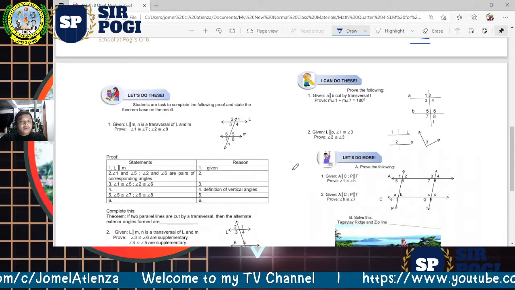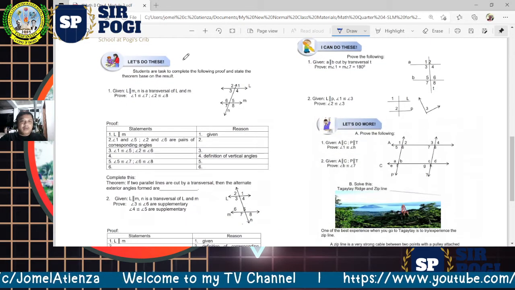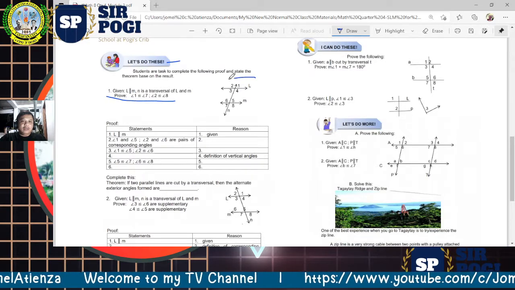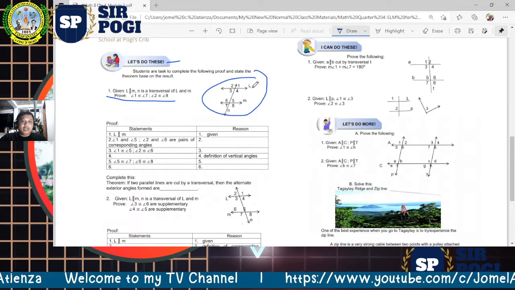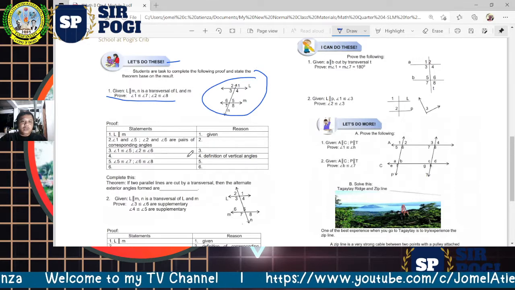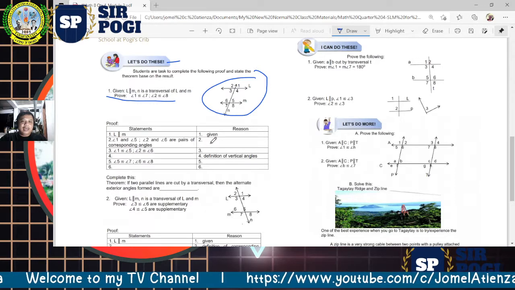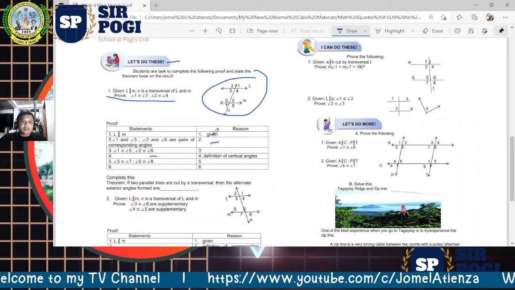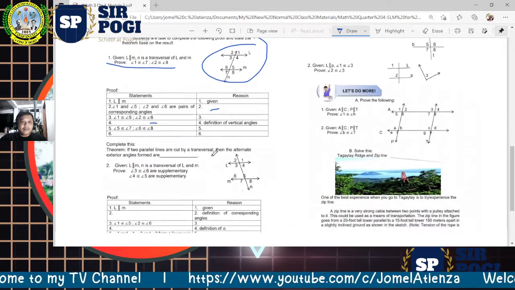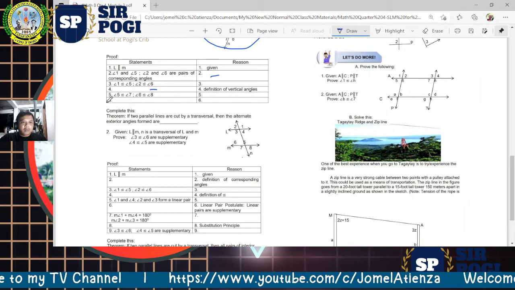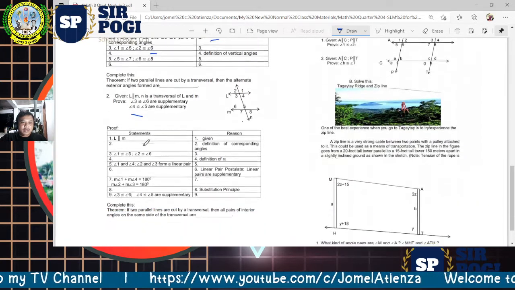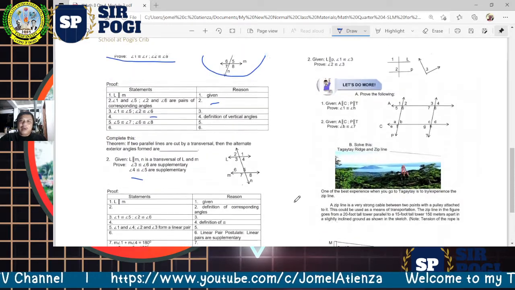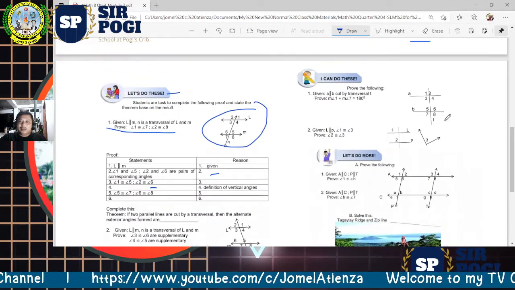So, your activity number 1, let's do this. Ito po yung ating given, then ito given na po yung ating illustration. What we're going to do, you are going to complete the reason and the statement. So that is 1 to 6, okay? And then, number 1, number 2, yun po yan. So madali lang itong ating parallel lines cut by transversal.